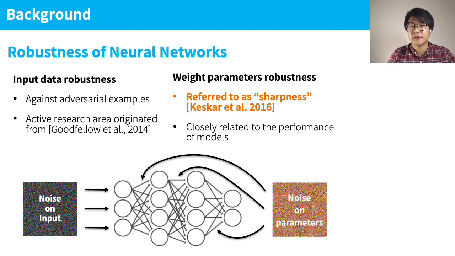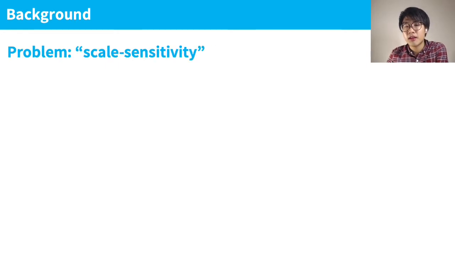Also, the second type is the robustness of weight parameters, often called sharpness. Compared to the first one, the second type of robustness hasn't attracted much attention, but there are works showing that it has a close relation with the model performance. However, how to formulate sharpness is still controversial because of its scale sensitivity.